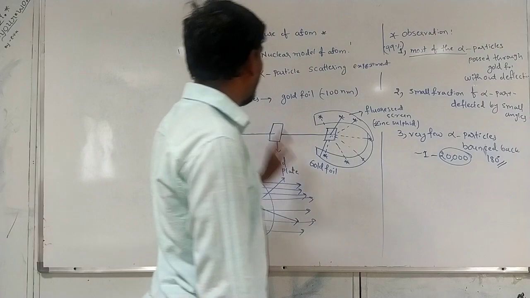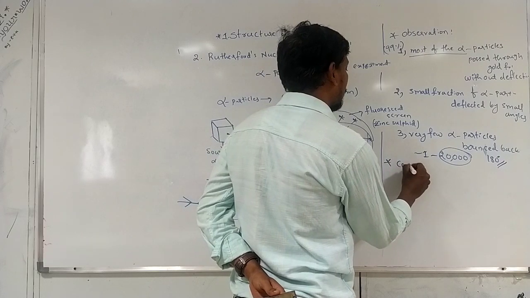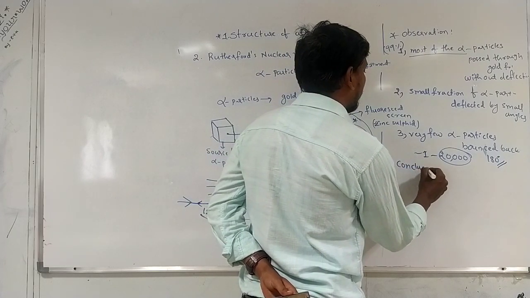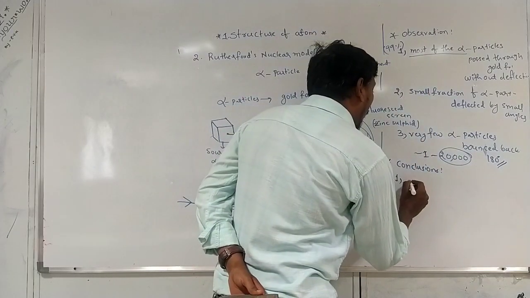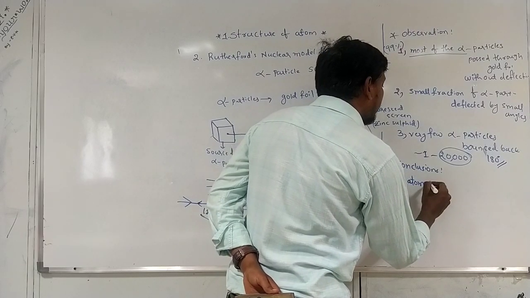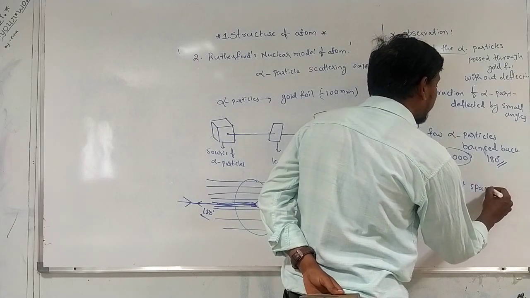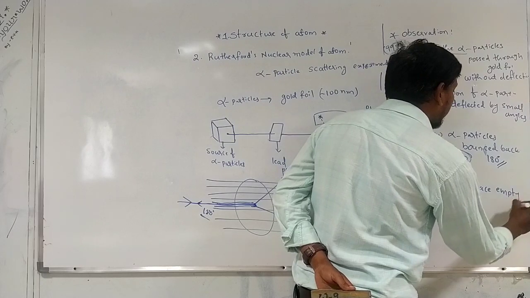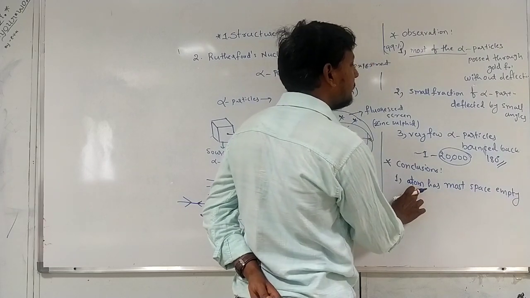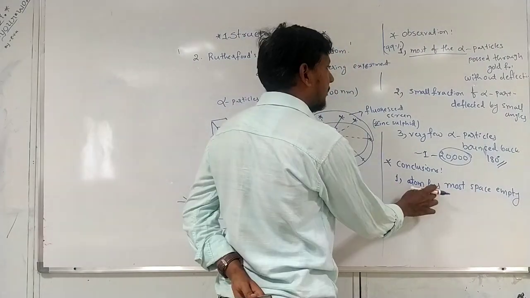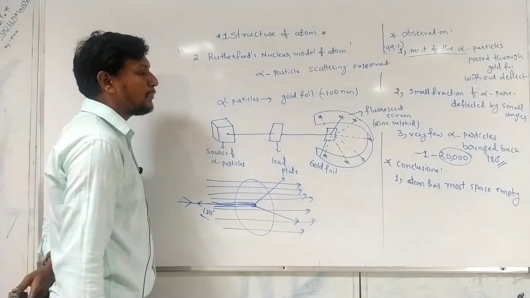From these observations, Rutherford gave some conclusions. What are they? Conclusion number 1: an atom has most of its space empty, or most of the space in an atom is empty. Why? Because of the first observation, most of the alpha particles pass through the atom.